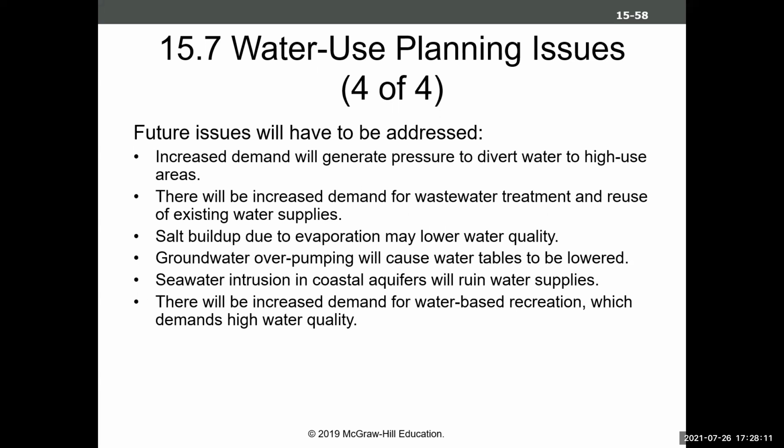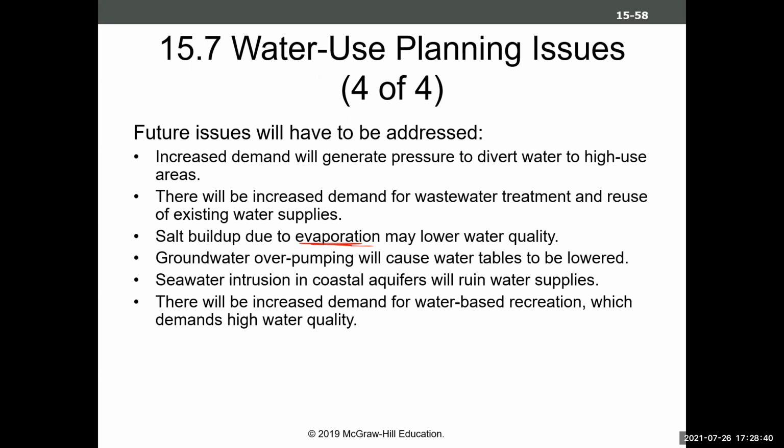So for example, increased demand will generate pressure to divert water to high use areas. So where there's demand, you're going to have pressure to put water there. There may be an increased demand for wastewater treatment and reuse, so recycling of existing water. Salt buildup due to evaporation, so basically salination, can lower water quality.